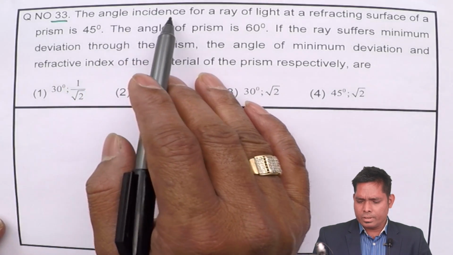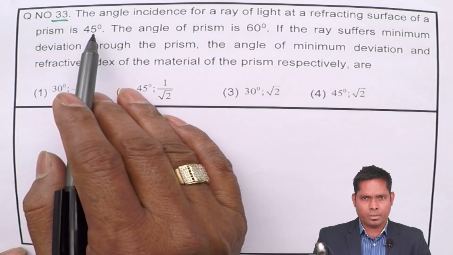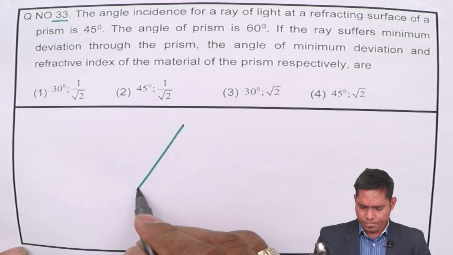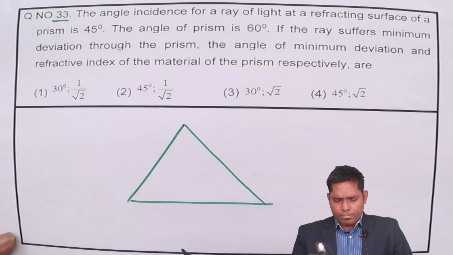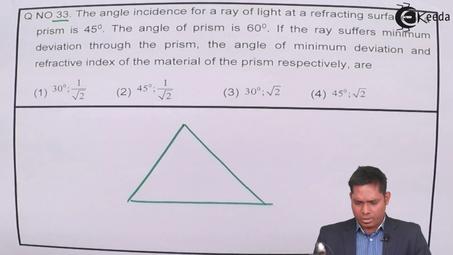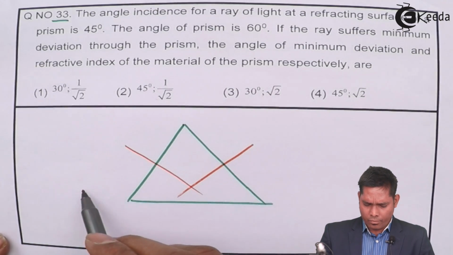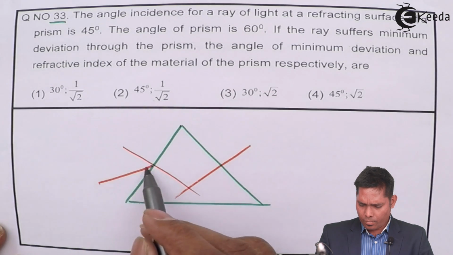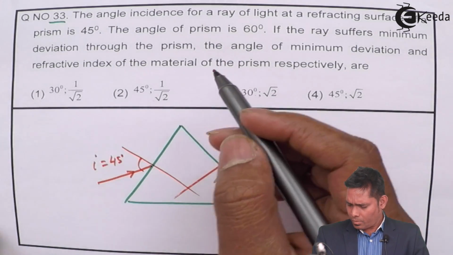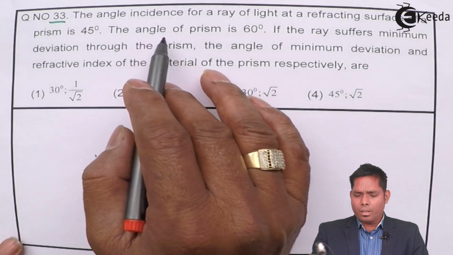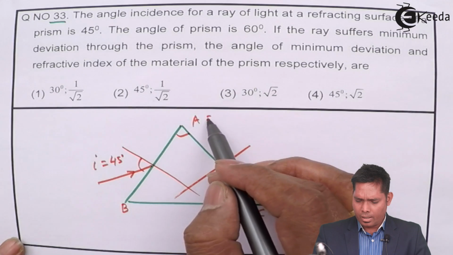The angle of incidence for a ray of light at a refracting surface of a prism is 45 degrees. So this is a prism and this is the normal, and this is the angle of incidence. This angle of incidence is 45 degrees. The angle of prism is 60, so this is 60. A, B and C, say this A is 60.